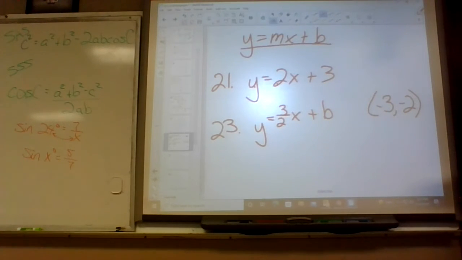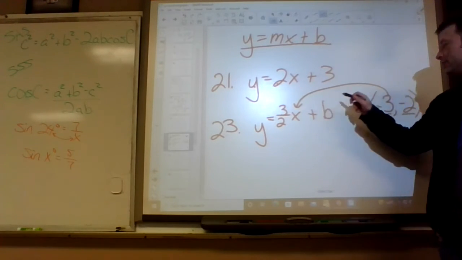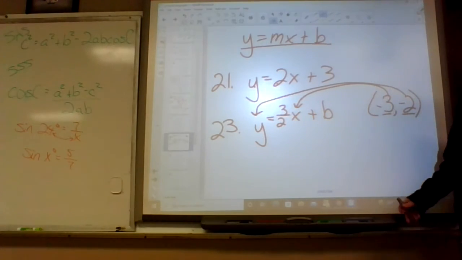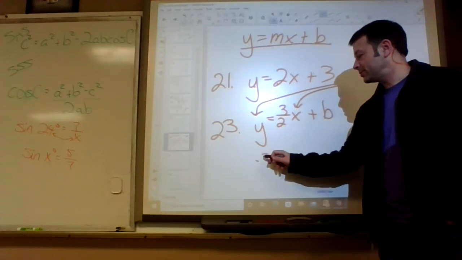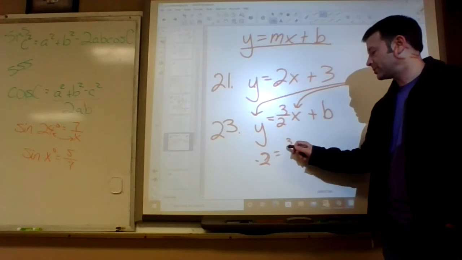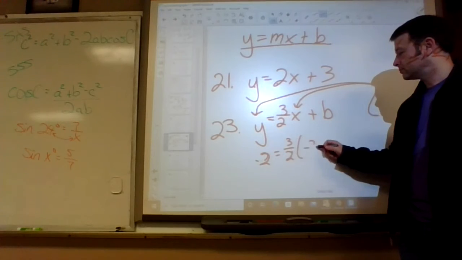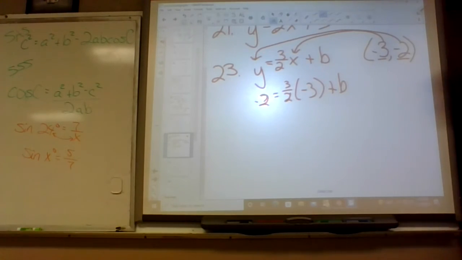You put -2 in for y and -3 in for x. Yes. This is an x and a y value, one of the pairs that x and y can be. So -3 is an x value and -2 is a y value. And we can use that information to figure out what b has to be, and solve for b.